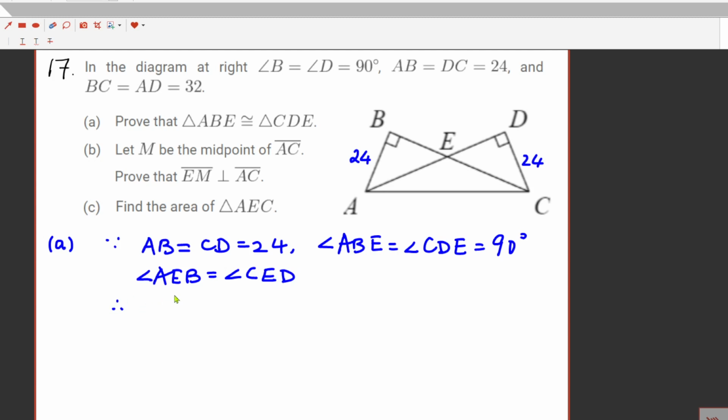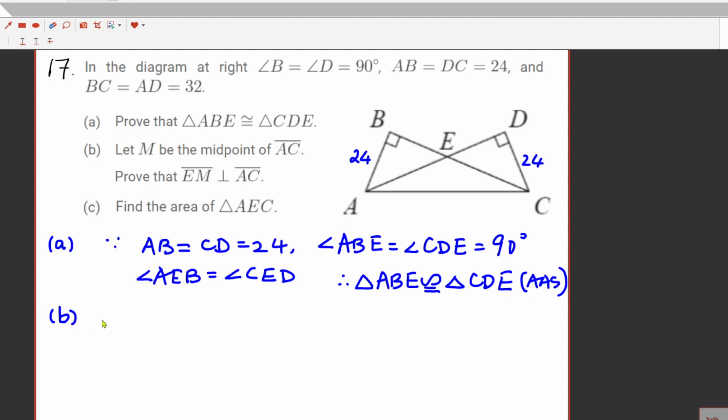Therefore, according to AAS, we have triangle ABE, I'll write it here, is congruent to triangle CDE, right? By AAS. Can you follow me, Neil?